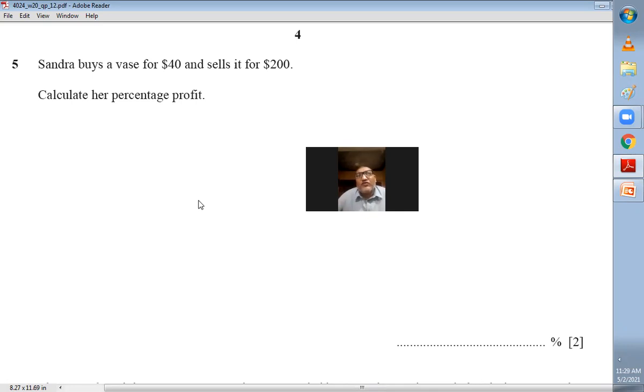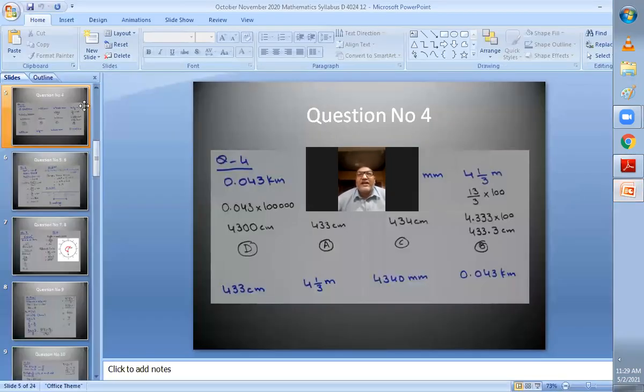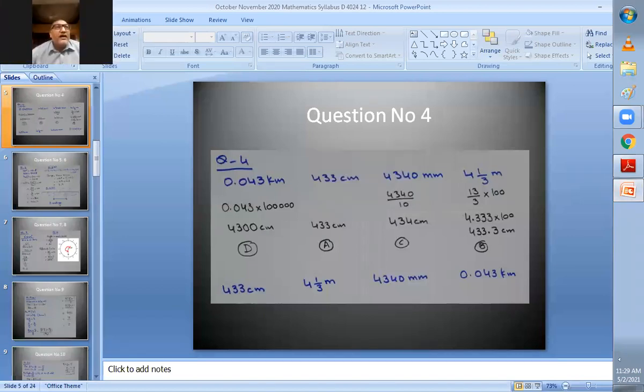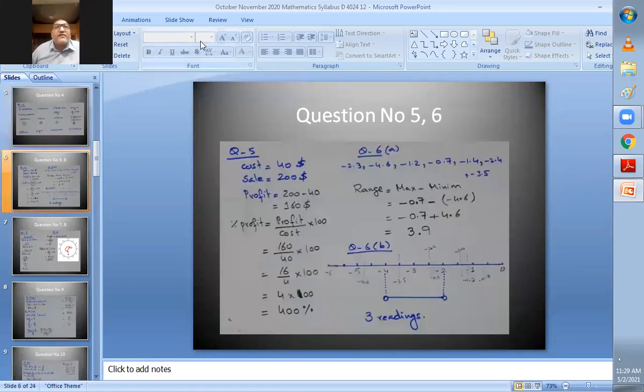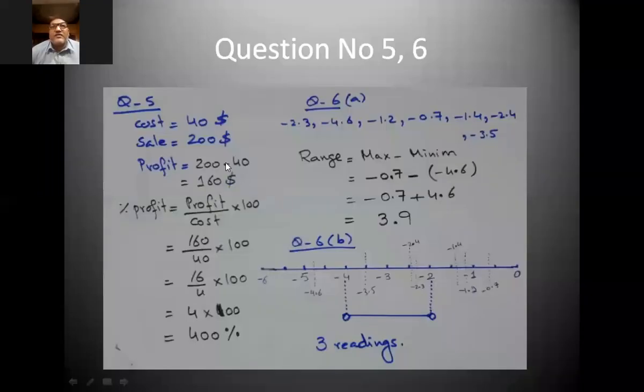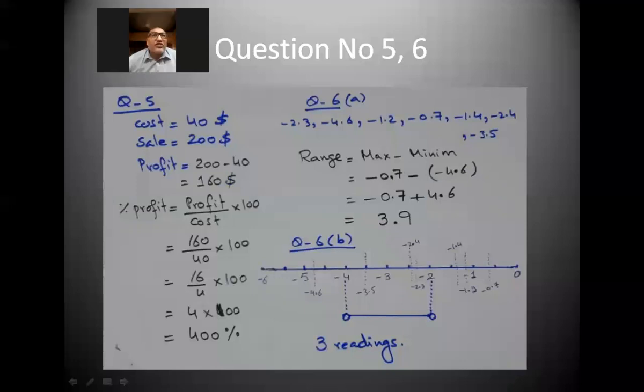So if you want to find out the percentage profit, that is profit divided by cost, multiply 100. So easily you can find out. Let me show you my answer. I've done this question. Question number 5 is showing up on your screen. Cost is 40, sale is 200, profit will be 200 minus 40. That will be $160. Percent profit formula is profit divided by cost, multiply 100.